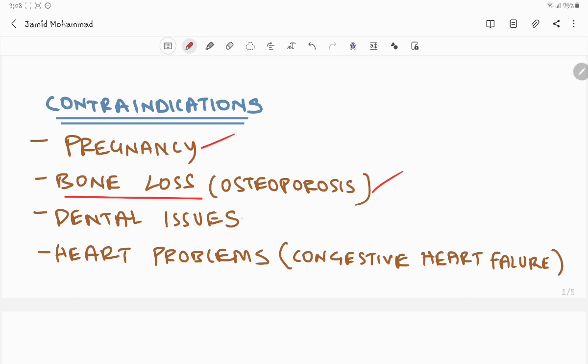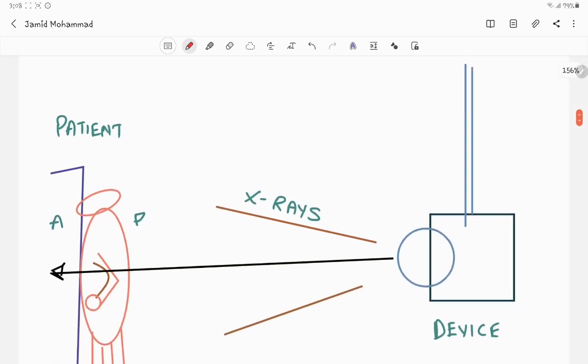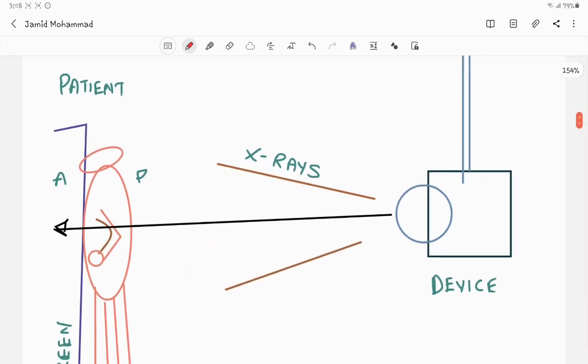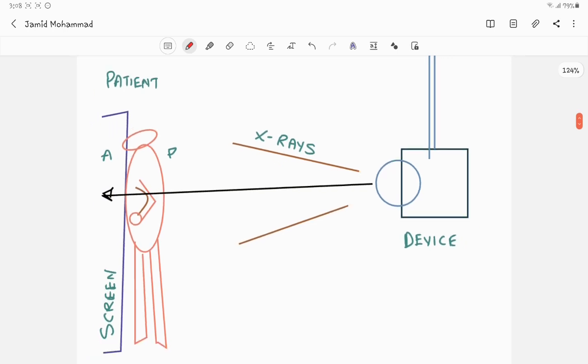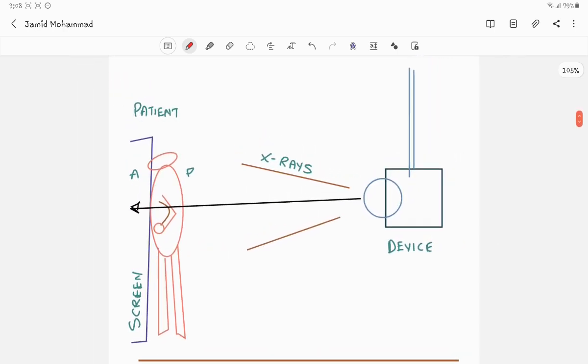And if the patient is having any kind of dental issues, then also it is not safe to go for an X-ray. As well as heart problems, because as we all know, in this technique we use harmful radiation waves to get the image of the internal organs of a patient. So let me explain the procedure of how the X-ray actually works. Here, if you can see, this is the device from which X-rays are emitted.